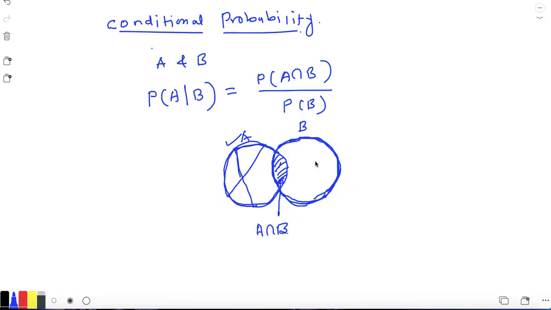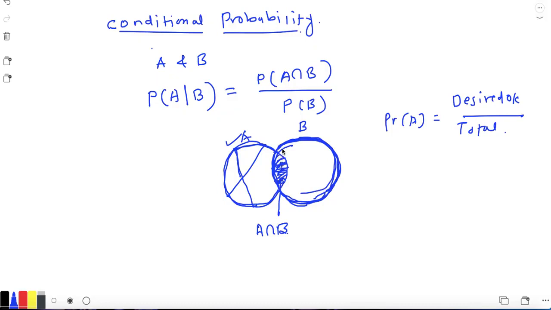So by the definition of probability, probability of A is equal to desired outcome divided by total outcomes. Desired divided by total. So this is the desired for us, and this is the total. What is this? This is nothing but A intersection B. So probability of this divided by probability of this.